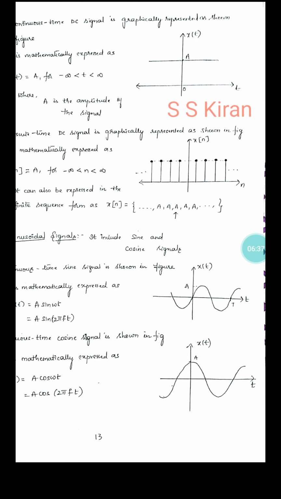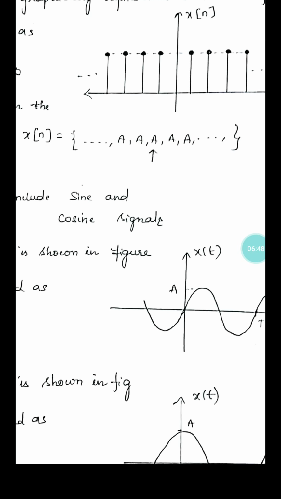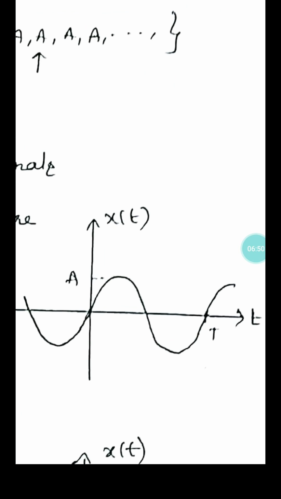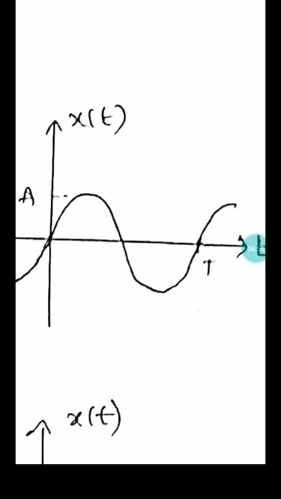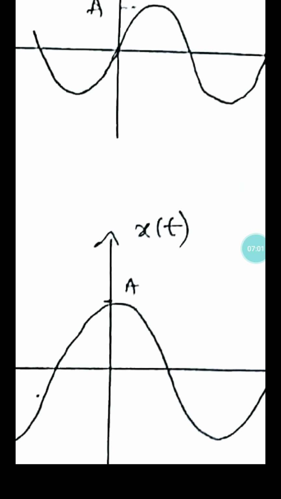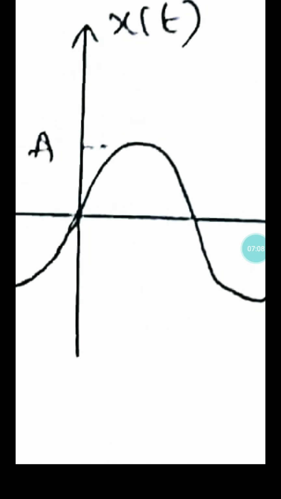The first standard signal, the basic signal, is completed. Now the second standard signal is the sinusoidal signal. Before going to the definition, see the graphical representation. It looks like a sine waveform. This sine waveform is nothing but a sinusoidal signal. This is a cos waveform. See the variation: it starts with the maximum value here, half of the peak.